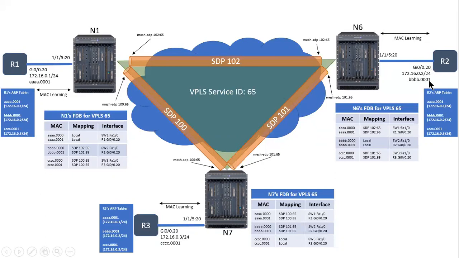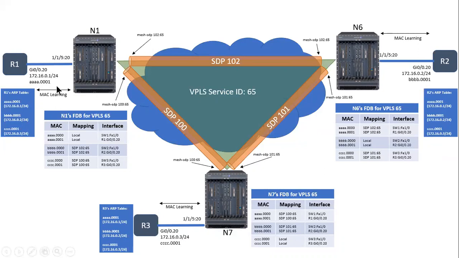And in R2's case, its address is going to be .2 in that /24 network, and its MAC address is all B's.0001. And in R3's case, its address is going to end in .3 on that /24 network, and its MAC address is going to be all C's.0001.